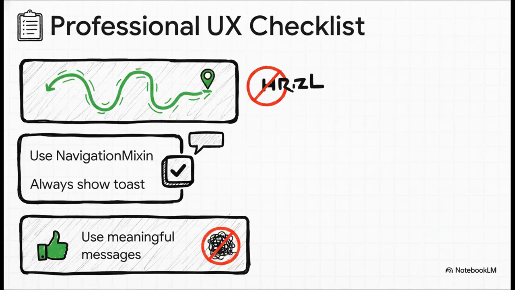So to wrap things up, let's go over a few best practices. Think of this as your pro developer checklist for a killer UX. Number 1, always use NavigationMixin instead of hard-coding URLs. It keeps your app way more flexible. Number 2, make it a habit to show a toast message after every CRUD operation. Create, update, or delete. And finally, make sure those toast messages are actually clear and meaningful. These little habits make a huge difference.